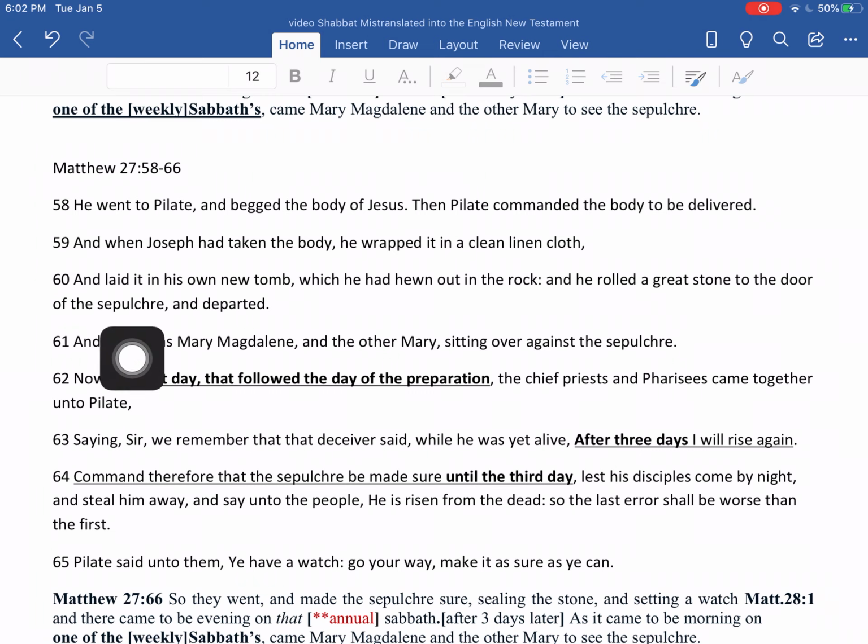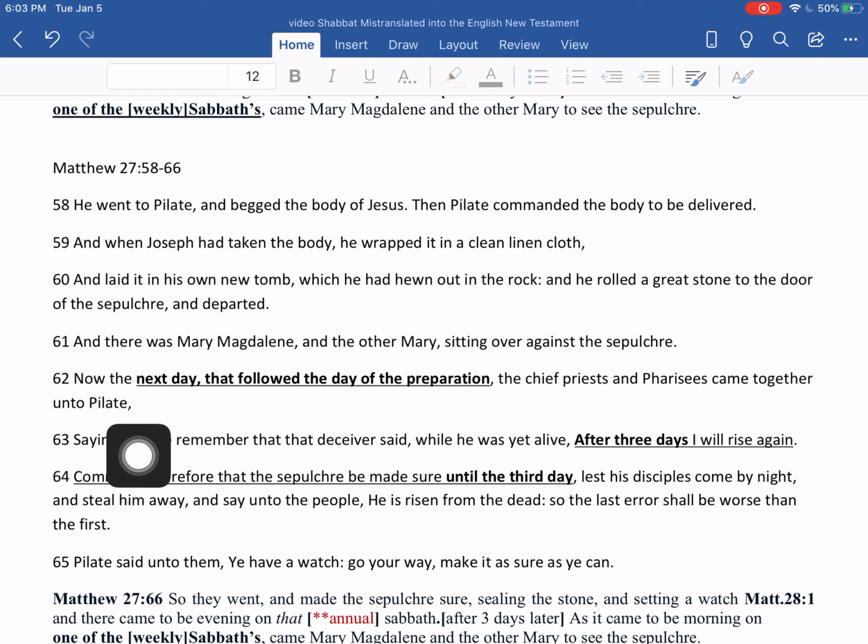There you go, verse 58. He went to Pilate and begged the body of Yahushua. Then Pilate commanded the body to be delivered. And when Joseph had taken the body, he wrapped it in clean linen cloth and laid it in his own tomb, which he had hewn out in the rock. And he rolled a great stone to the door of the sepulchre and departed. And there was Mary Magdalene and the other Mary sitting over against the sepulchre. Now the next day that followed, the day of preparation, the chief priests and Pharisees came together to Pilate.